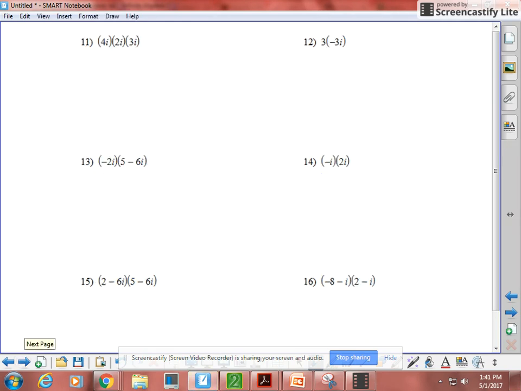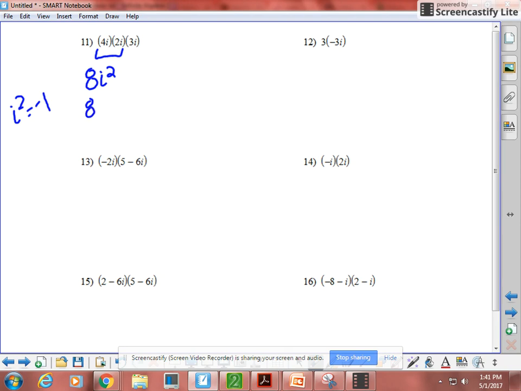So now I'm going to jump to number 11, which is the first one on your second page. These are a little bit harder because they're multiplication. So what I would do is work one at a time. So these two are going to go together and give you 8i squared. Okay, well I know that i squared is equal to negative 1. That's always going to be the case.